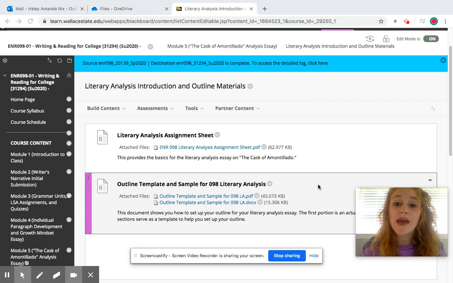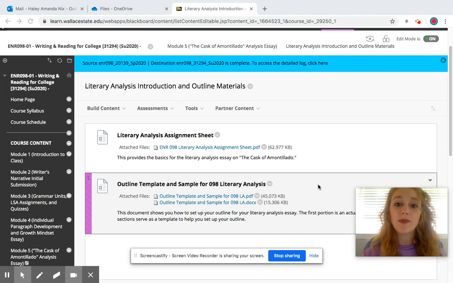Hey guys, today I'm going to talk to you about how to build your literary analysis body paragraphs. I'm not going to write an entire essay. However, I'm going to show you how to use your outline in the sample outline I've provided for you, and I'm going to use that information to build the body paragraphs. And so I hope you find this useful.